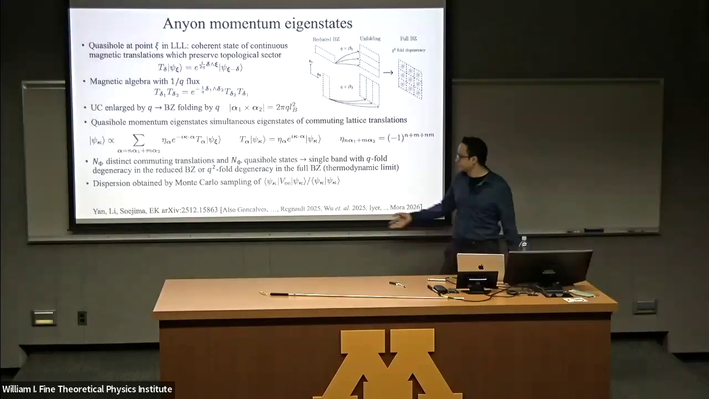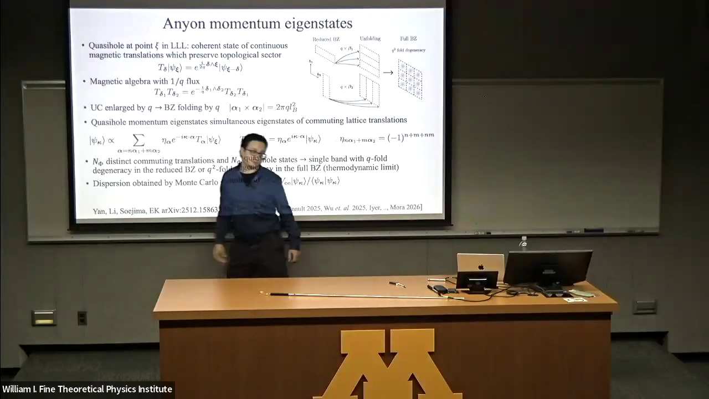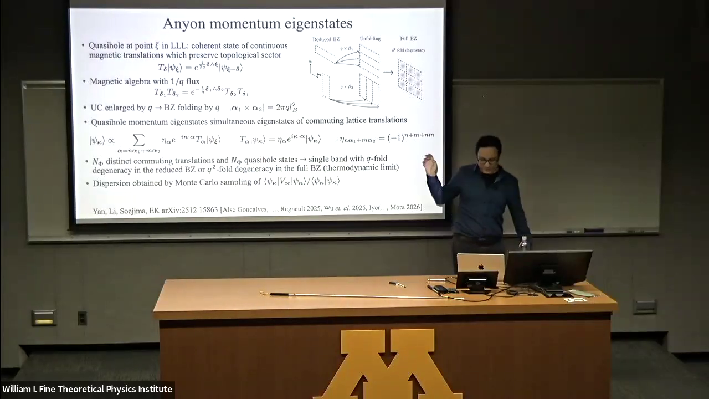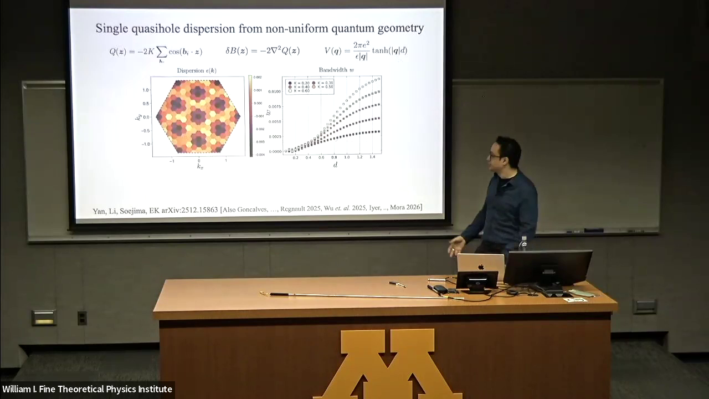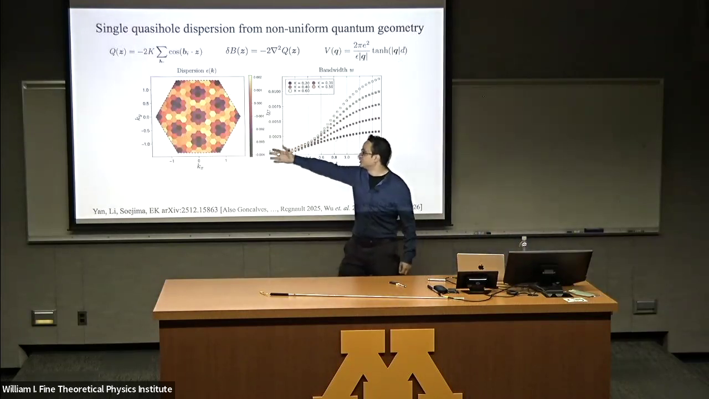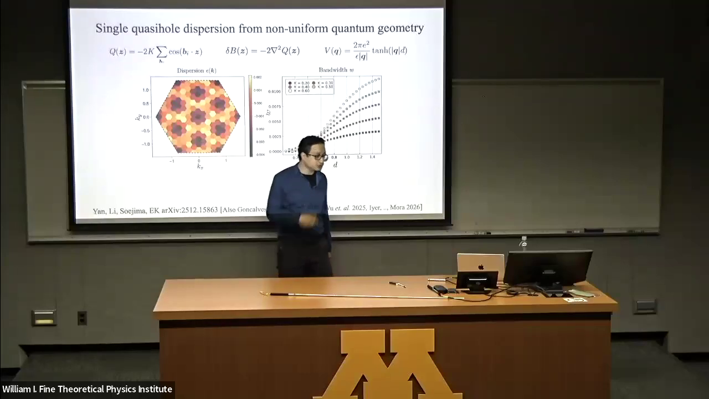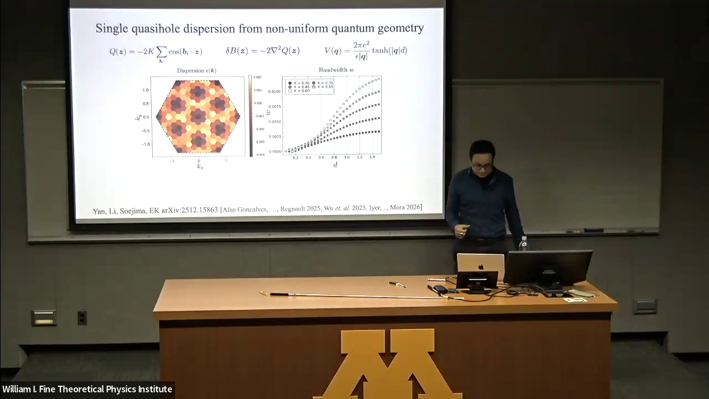And then you can just Monte Carlo sample that object. There are a few technical issues with that, but we managed to overcome these, and then you can have the results for the anyon dispersion. And you see here the approximate 9-fold degeneracy, which only emerges exactly in the thermodynamic limit.